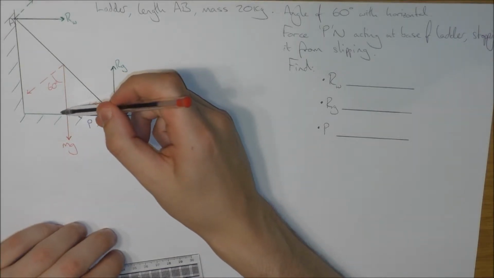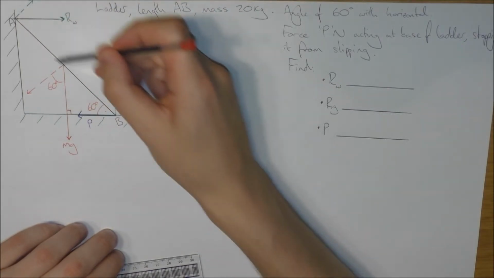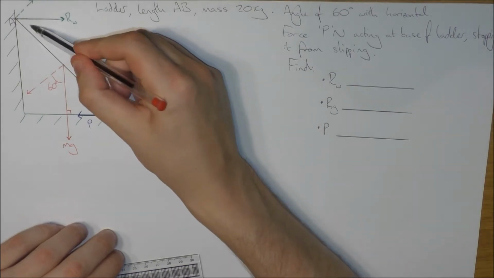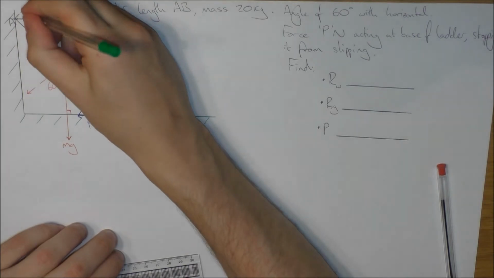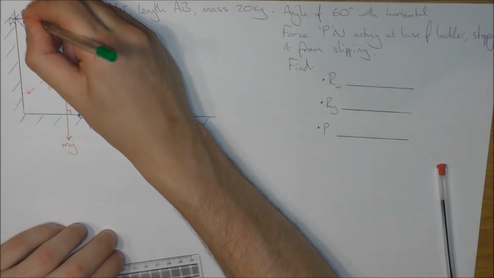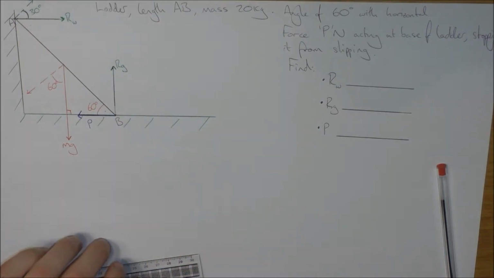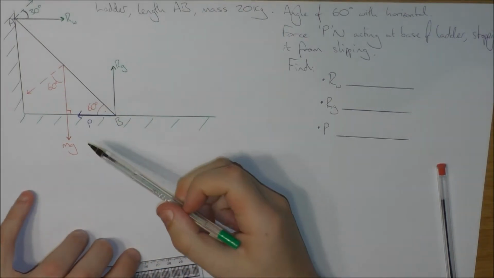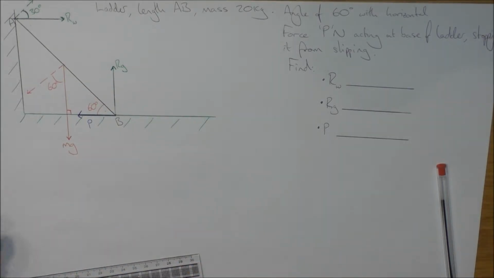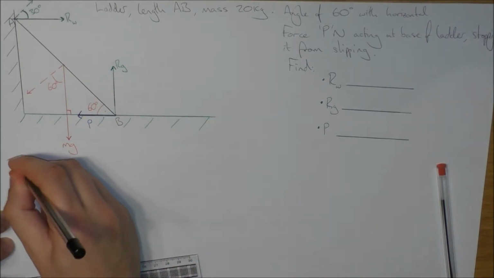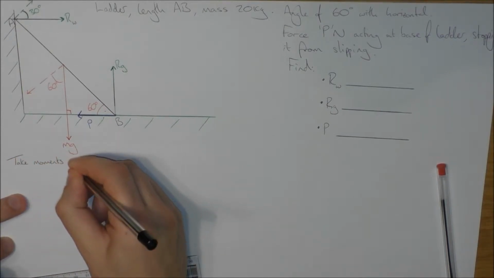I know from GCSE maths that this Z shape here forms an alternate angle, which means that this angle here is 60, meaning this angle here must be 90 minus 60, which equals 30 degrees. So those are my only two forces on the ladder, which means that I can take moments around B.